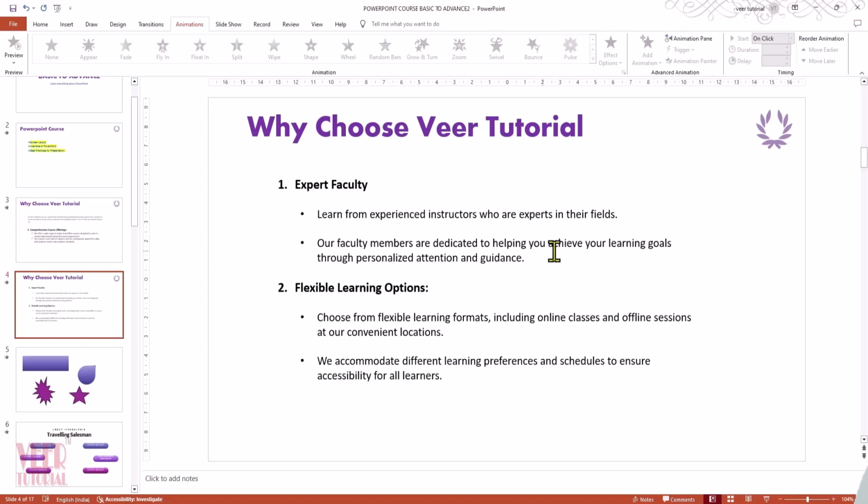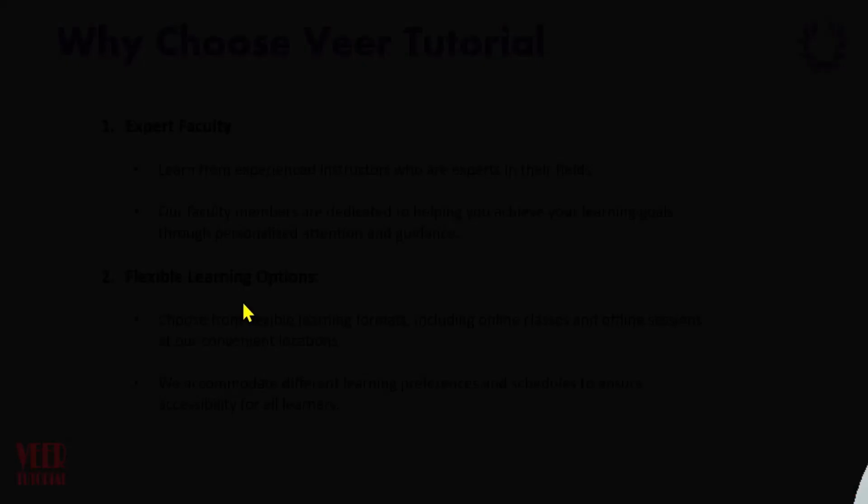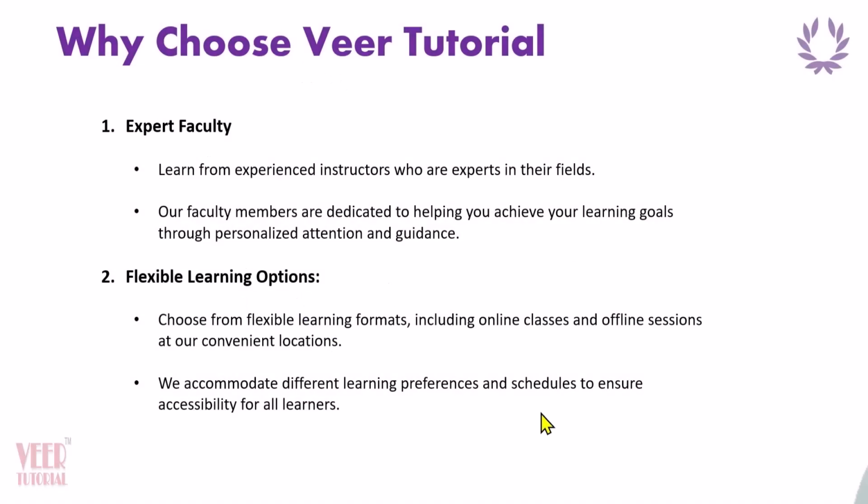Let's take one example. We have this slide, and here we have a title and 2 points. Under each point, I have 2 subpoints to explain to my audience one by one. So if I start my slideshow right now from the current page, all content will be visible to the audience. Now I cannot focus on my first point, expert faculty. Then after that, I cannot focus on my second, because the audience can see all the points and they cannot focus.